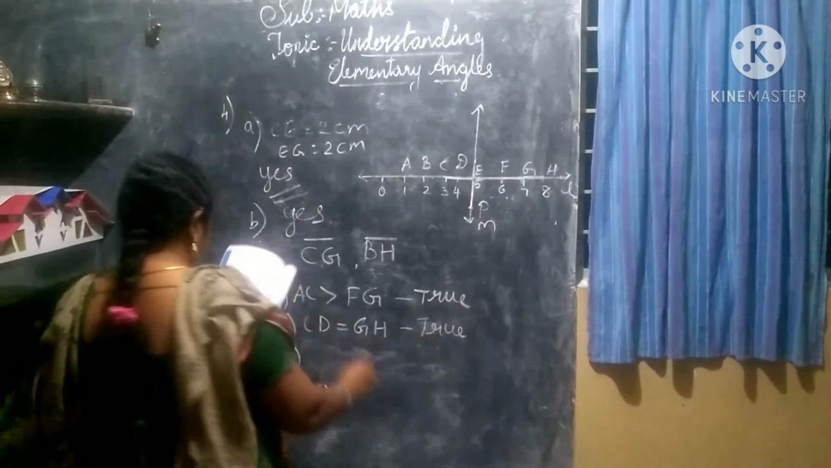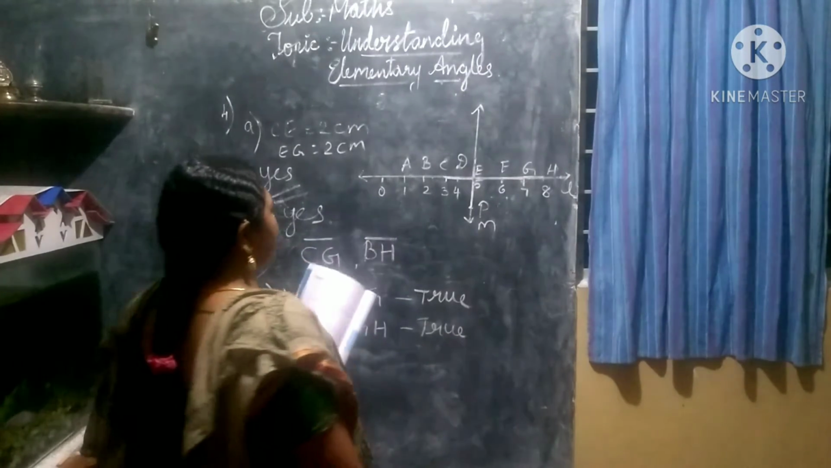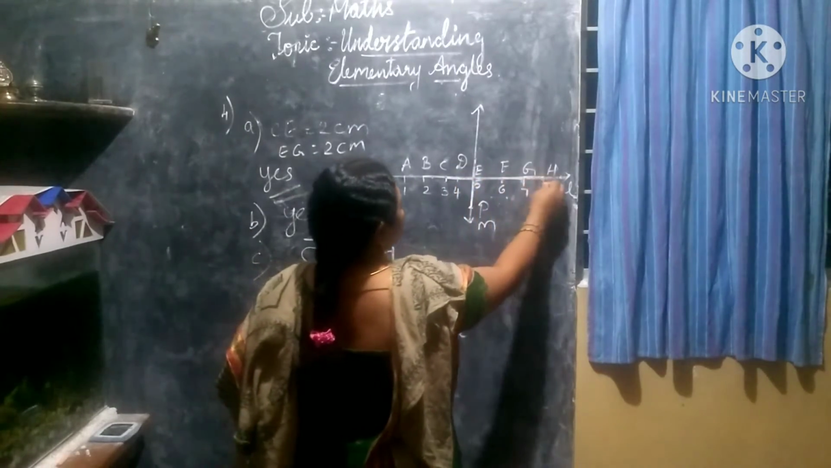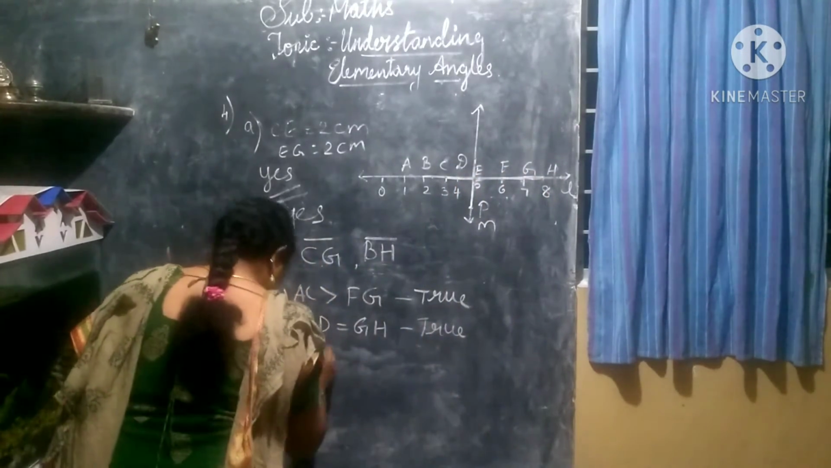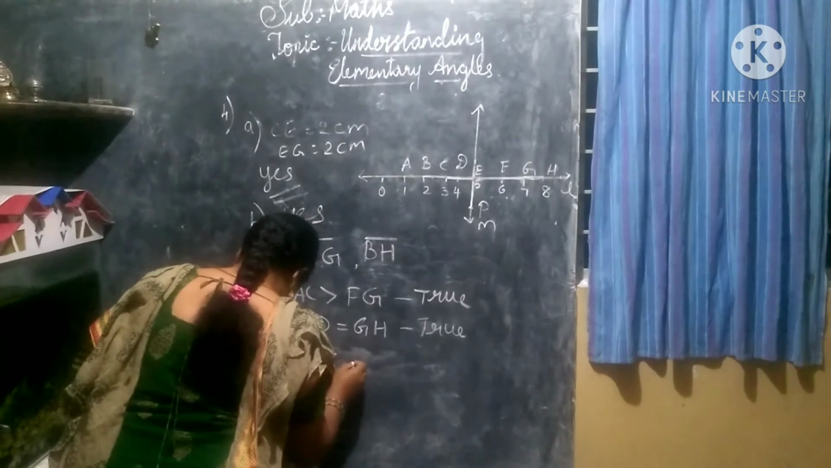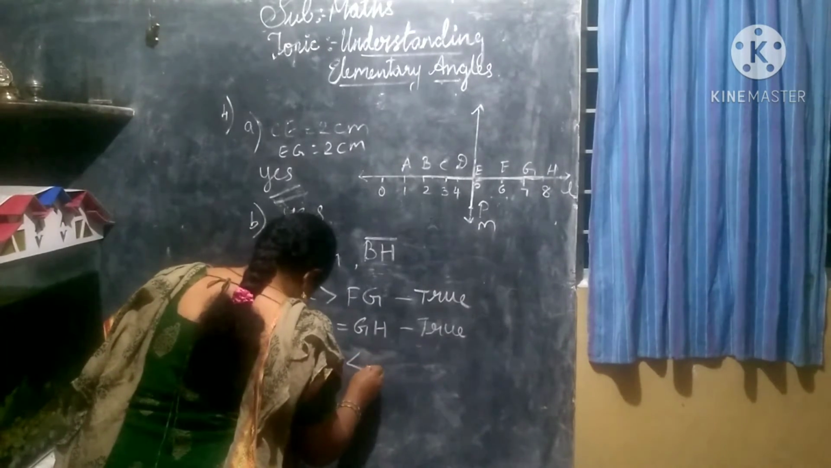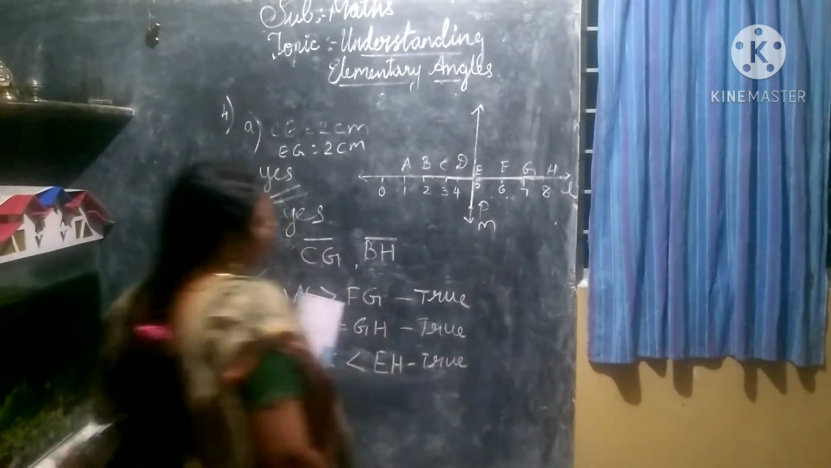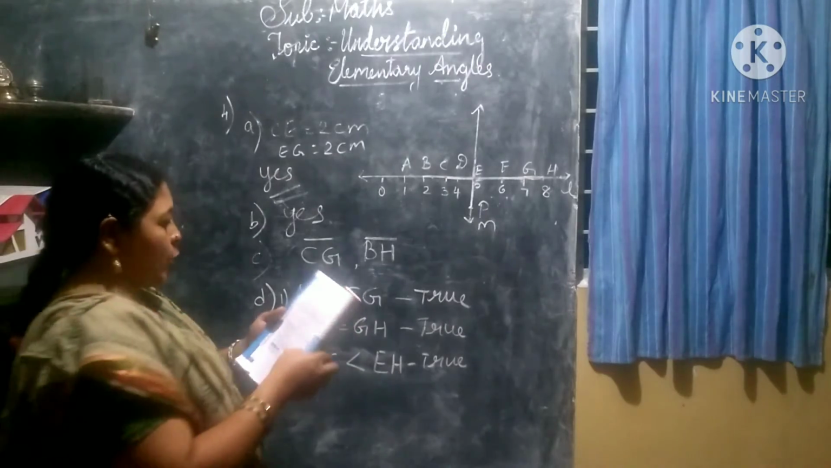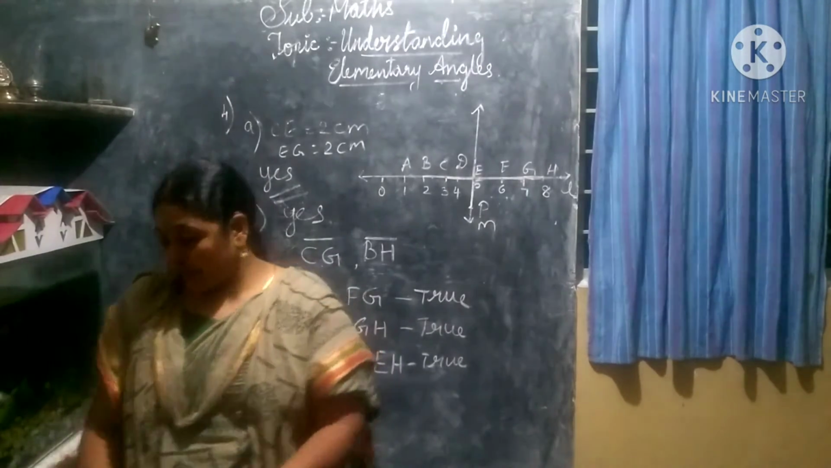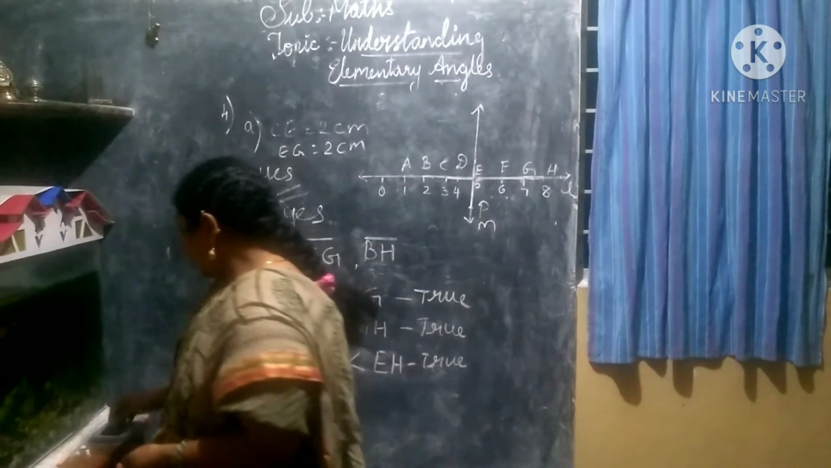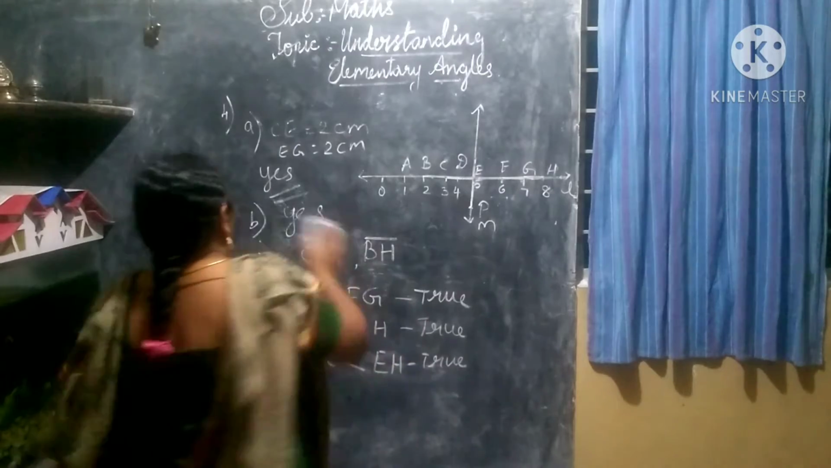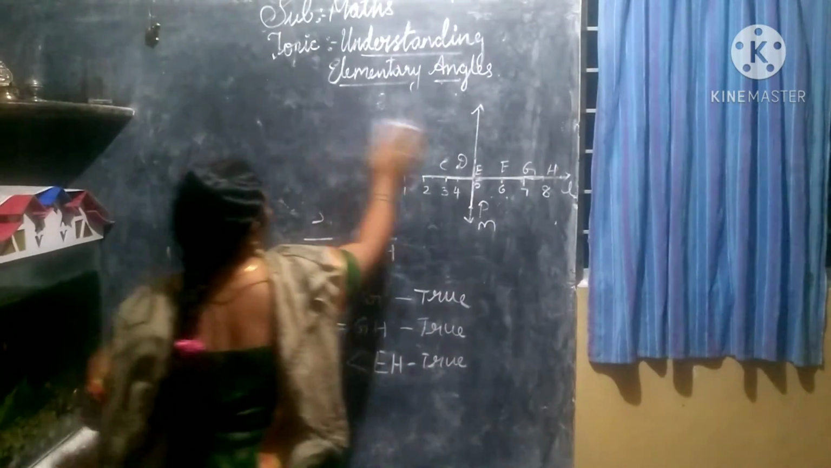What is the third one? BC is less than EH. BC is 1 centimeter. EH, 1, 2, 3. EH is 3 centimeter. Therefore, BC is less than EH. Again, that is also true. All the 3 are true here for us. So by this, we end up with 5.5. So we'll move on to the next one, that is classification of triangles.